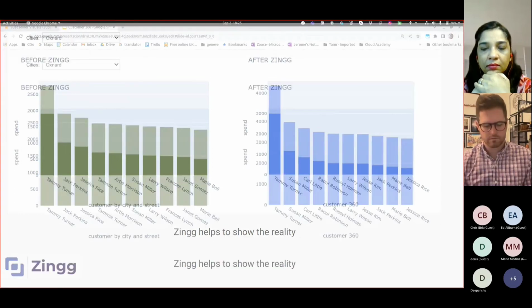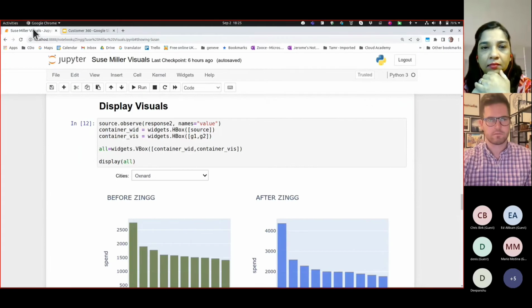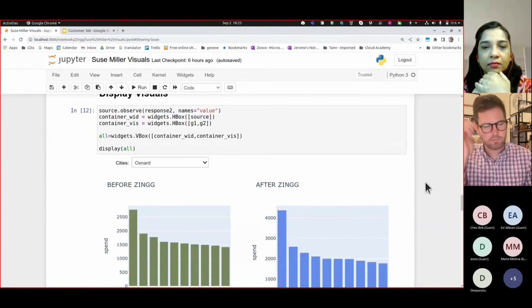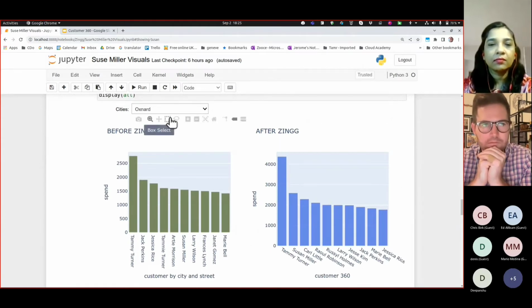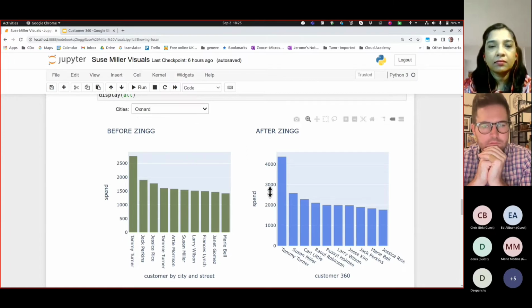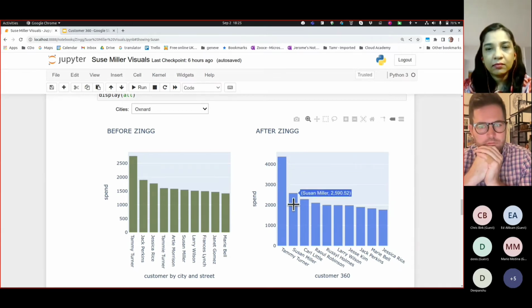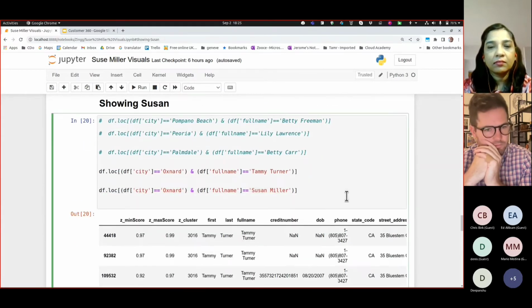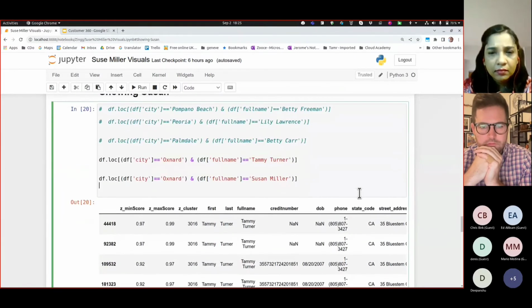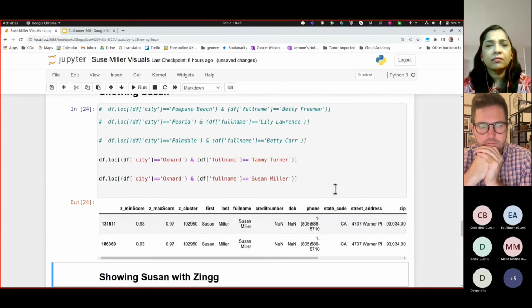So I'm going to show you quickly how things were made into a notebook. And here I'm just showing data. You see here I'm having this city, Oxnard, and this is what we were looking at. You see here, now we have Tammy Turner with 4.3 thousand and Susan Miller here. So what happened to those guys? Here, if I'm showing Susan here, you're going to see that actually, I'm going to show Susan. I didn't see, that was not Susan.